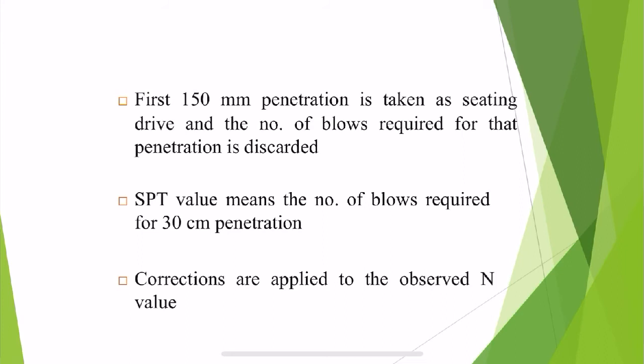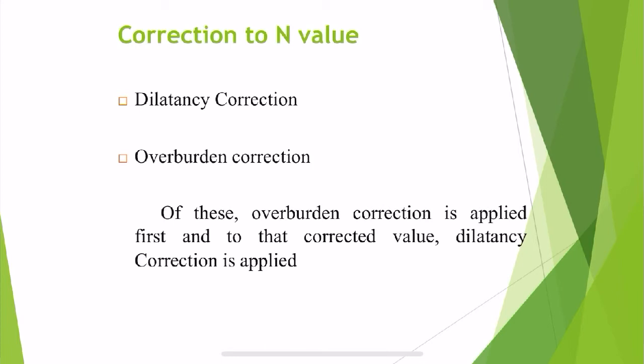The first 150 mm penetration is taken as seating drive, and the number of blows required for that penetration is discarded. SPT N means the number of blows required for 30 cm penetration. A number of blows greater than 50 is taken as refusal and the test is discontinued. Here we are going to apply corrections to the observed N value, that is dilatancy correction and overburden correction. Of these, overburden correction is applied first, and to that corrected value, dilatancy correction is applied next.